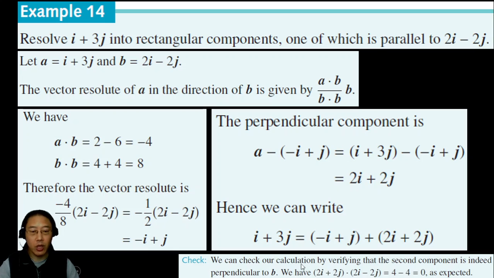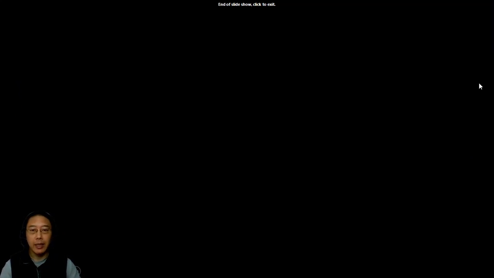If you have time, double check that they are perpendicular. So if you do the dot product, and the dot product is pretty quick, you just multiply the x's and the y's. Be mindful of the correct signs, and that needs to be equal to 0. So if it equals 0, you have indeed found two vectors that are perpendicular, so that makes it a rectangular component duo. Okay, and that's it for 20D. So I'll see you later.